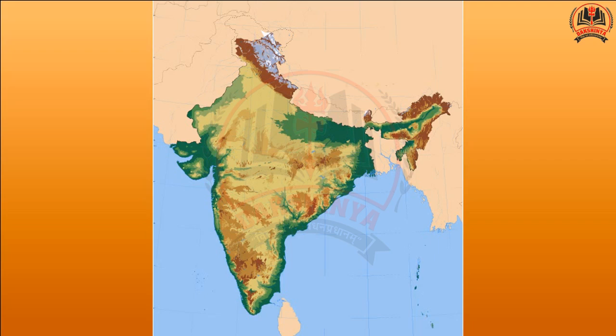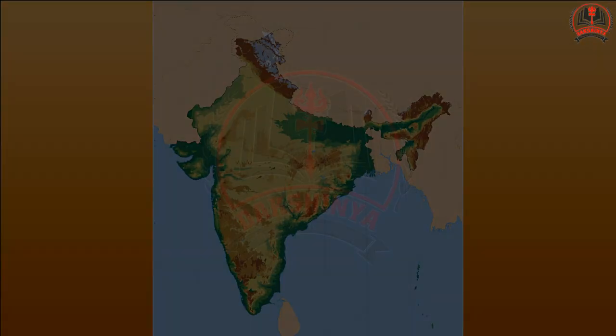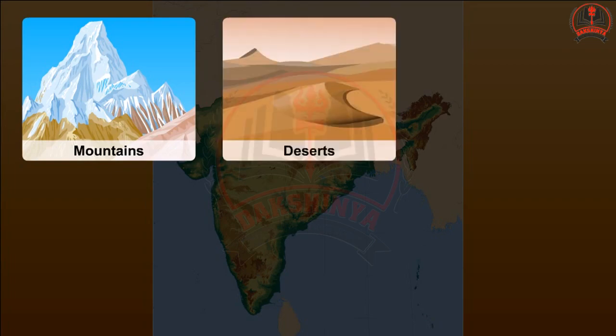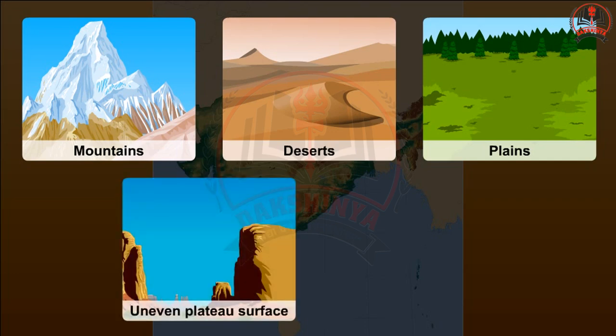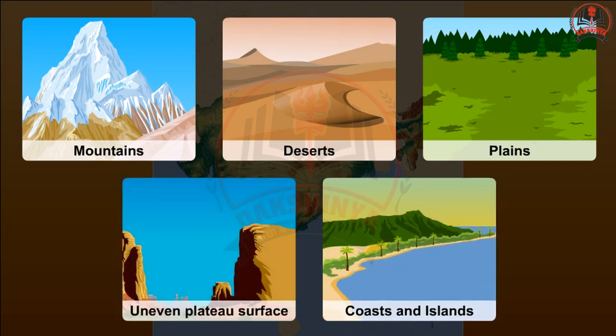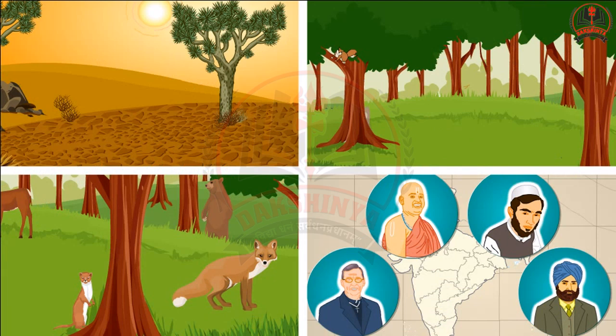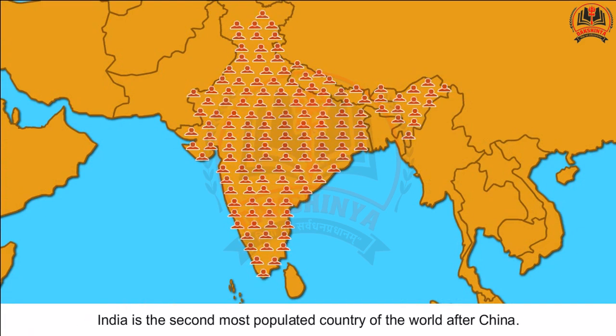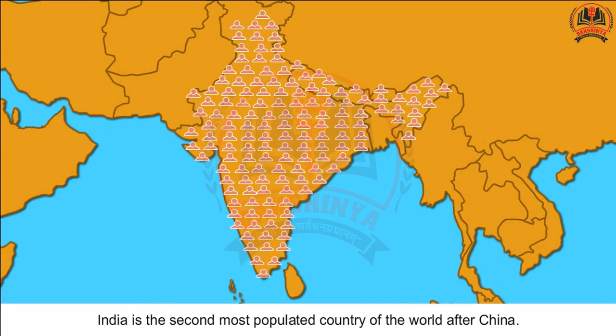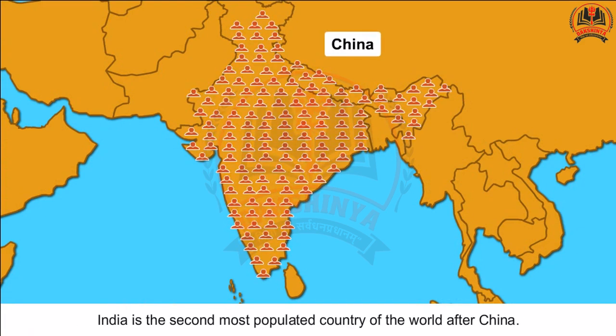India has a diversity of landforms. It has mountains, deserts, plains, uneven plateau surface, coasts and islands. You can find here a great variation in the climate, vegetation, wildlife, language, and culture. India is the second most populated country of the world after China.